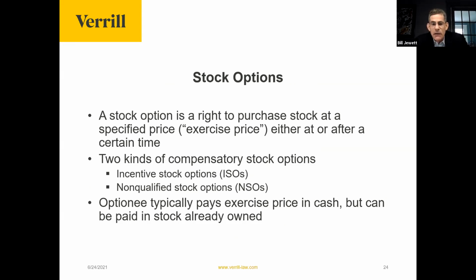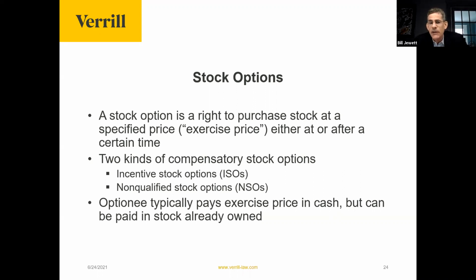So you may be asking, is there a way to provide equity-based compensation that isn't taxed at grant or at vesting? And the answer is yes. You can provide stock options. A stock option is basically a right to purchase stock at a specified price, so-called exercise price, sometimes called the strike price, either at a certain time or after a certain time. And there are 2 basic kinds of stock options we'll talk about that are used for compensation, so-called incentive stock options, which are a creature of the tax code, and so-called non-qualified stock options, which is everything else.